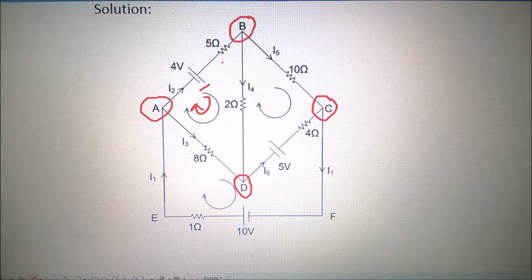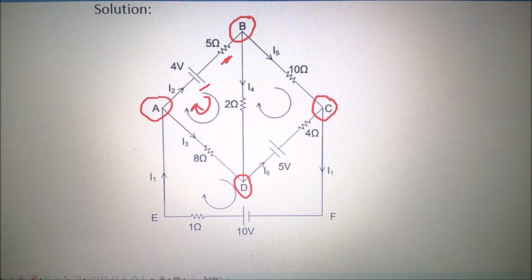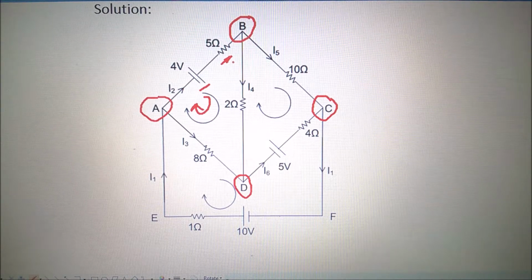Now here, we are moving along the direction of current I2. Therefore, it is a minus. That means we are moving from a higher potential to a lower potential. Therefore, it is negative. Therefore, we will get minus 5 I2.